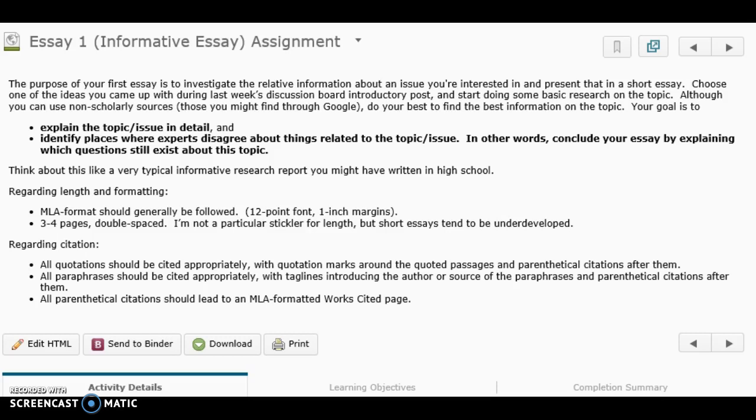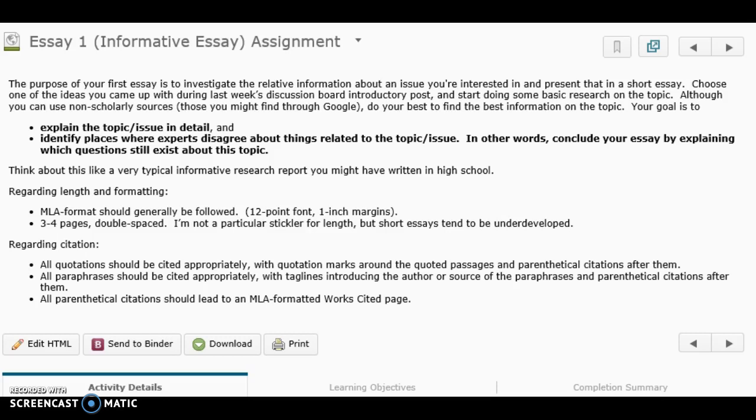So you have two real goals here. Number one is to explain the topic or issue in detail, and that's the very basic part, sort of like the information that's out there. And then the second part is to identify places where experts disagree. So, if you're looking at breast cancer as your topic, one of the places the experts might disagree is whether or not specific genetic markers have a significant impact on your likelihood of getting breast cancer. That might be a place where experts disagree.